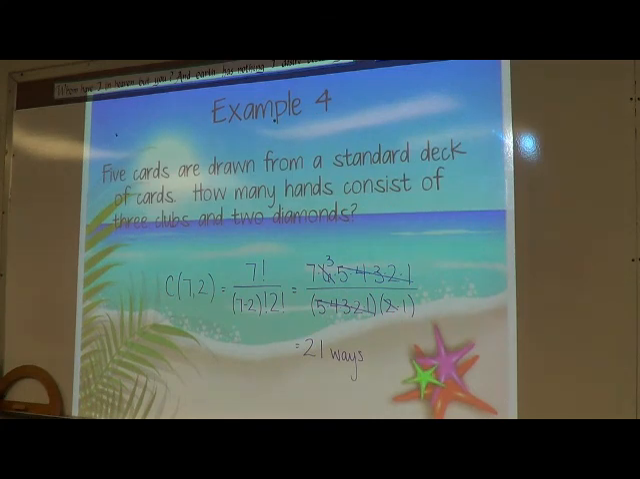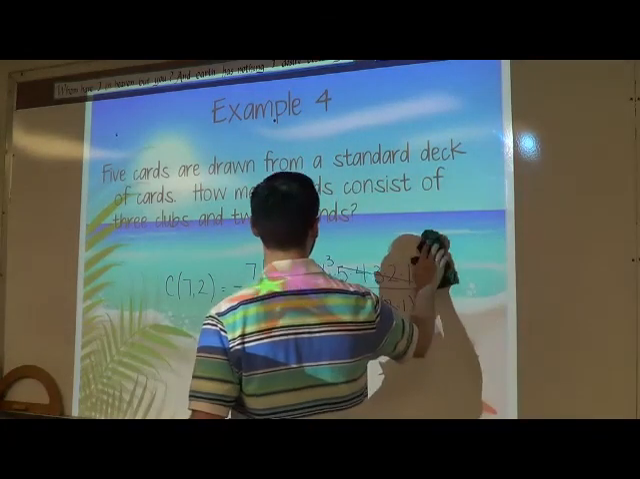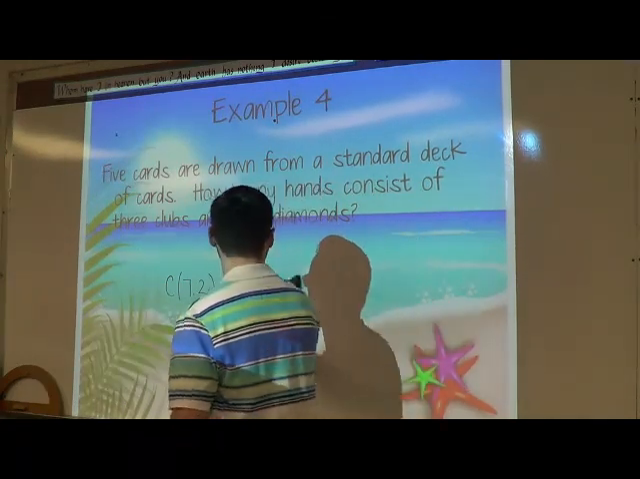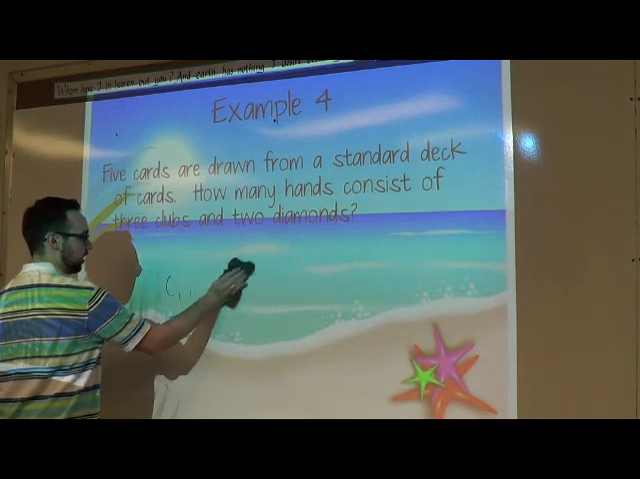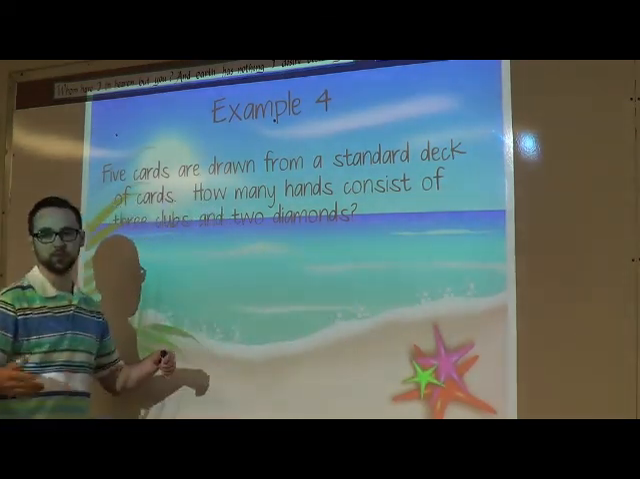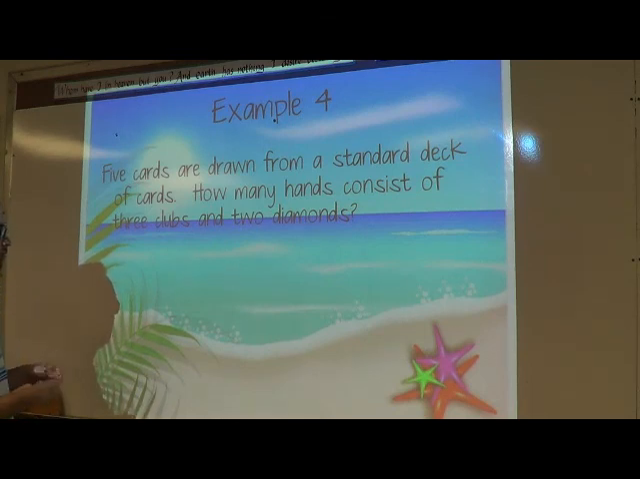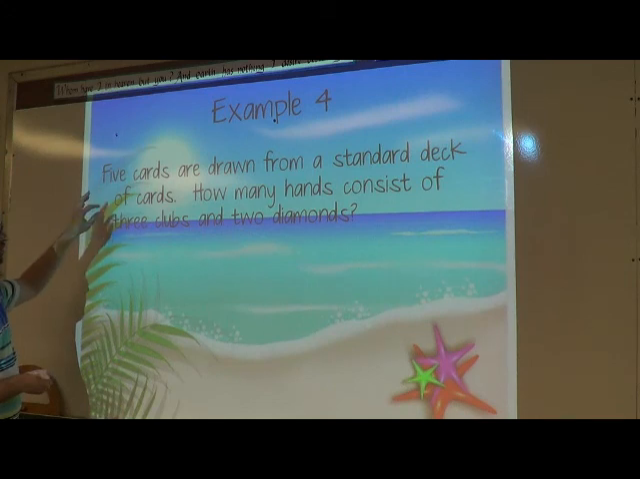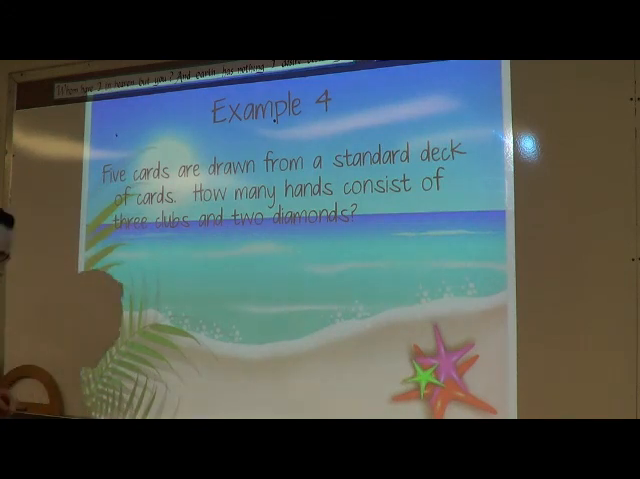A very common example of a lot of these is using a deck of cards. And especially once we get to probability, you'll see we use a deck of cards a lot, just because it's standard, and we know there's always a total of 52, and there's 13 of each suit, and 4 different suits, and all that. So it says 5 cards are drawn from a standard deck of cards. How many hands consist of 3 clubs and 2 diamonds?